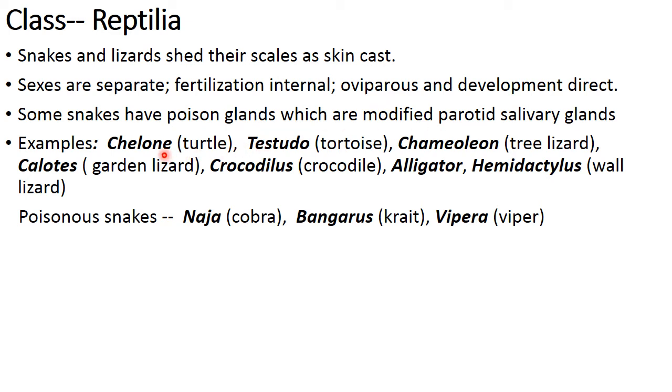Examples you have is like Chelone, Testudo, chameleon, Calotes, garden lizard, Crocodilus, crocodile, alligator, Hemidactylus, that's a wall lizard. Then poisonous snakes may have Naja, Bungarus and Vipera.